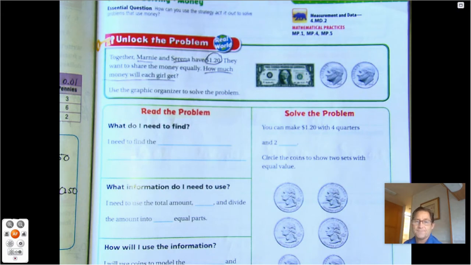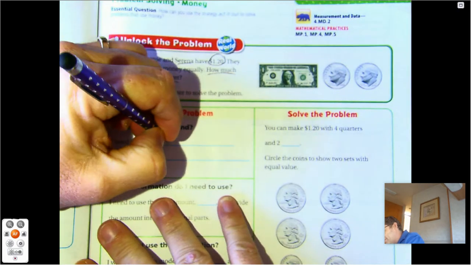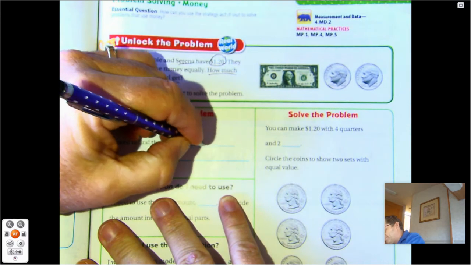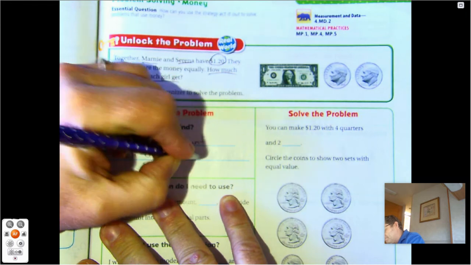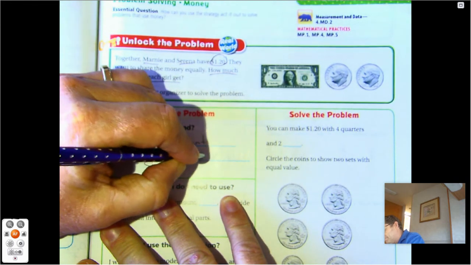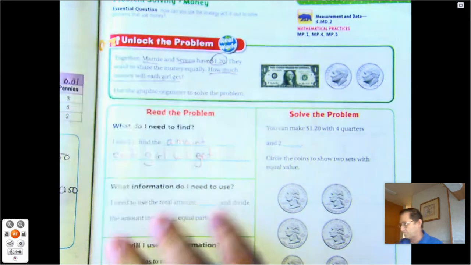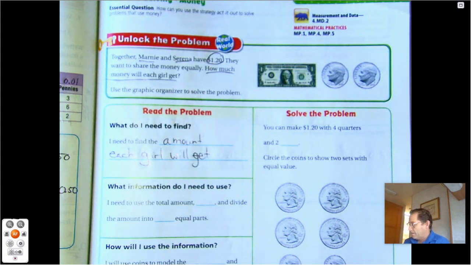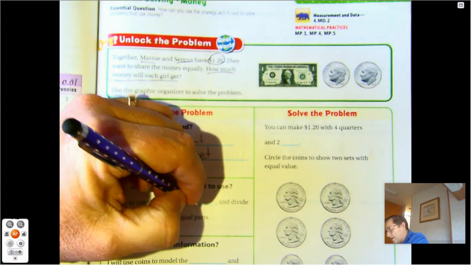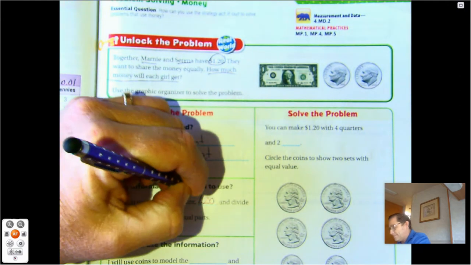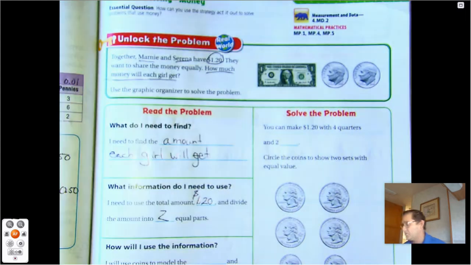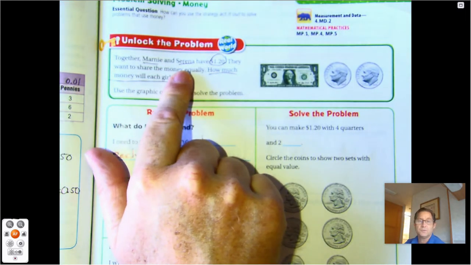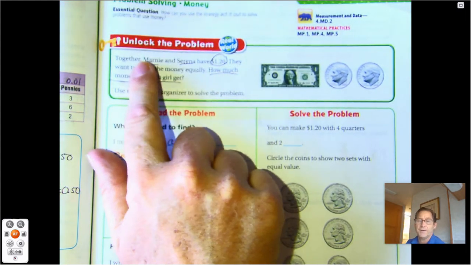What do I need to find? I need to find the amount each girl will get. I need to use the total amount, $1.20, and divide it into 2 equal parts. Why 2 equal parts? Because the 2 girls are sharing.